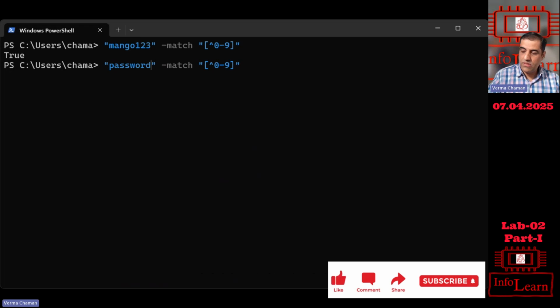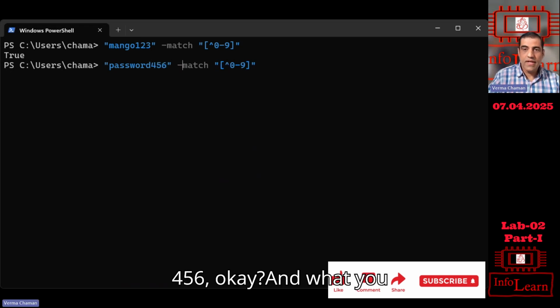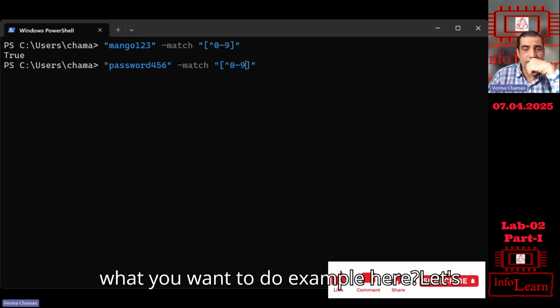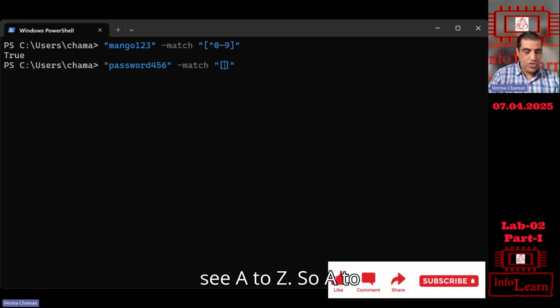Password example. 456. Okay. And what you want to do here, for example, let's see A to Z.